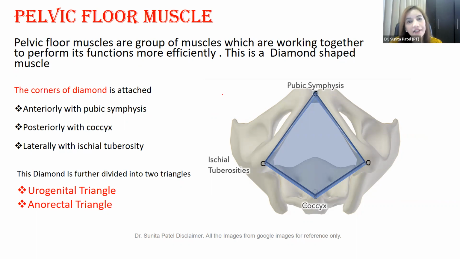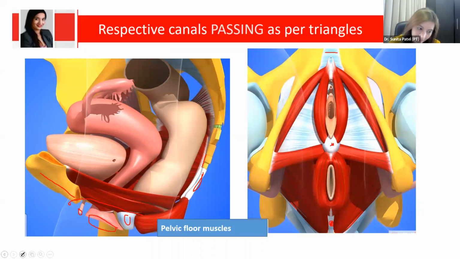Did we discuss this slide? No, Dr. Sunita, we ended up till clitoris and the anatomy of the reproductive system.